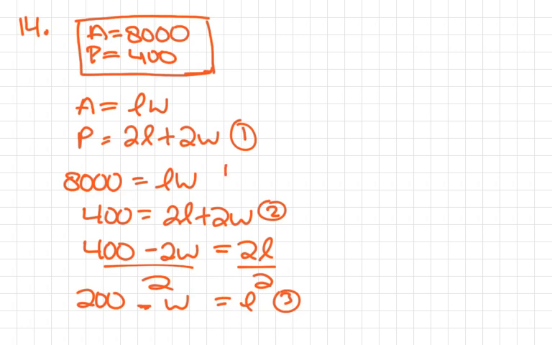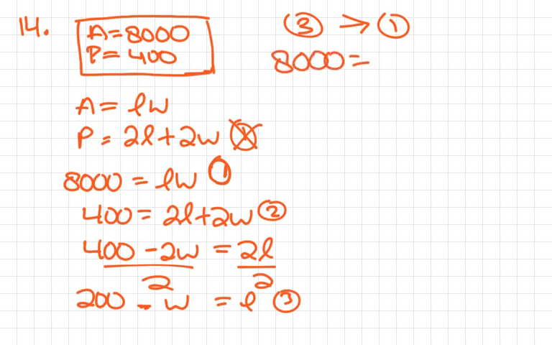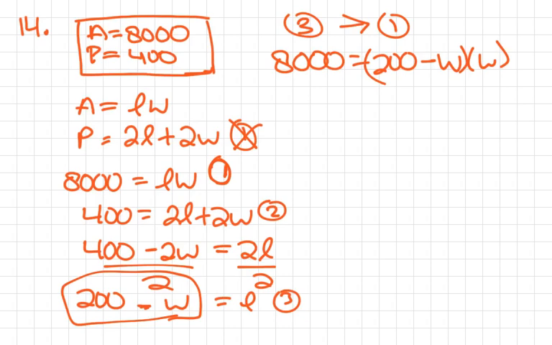Sorry, this should be number 1, not this. Area equals length times width. So I'm going to take number 3 and put it back into number 1. So now I have 8,000 equals L, which is 200 minus W, times width. So now I have 8,000 equals, I'll expand this out, 200W minus W squared.